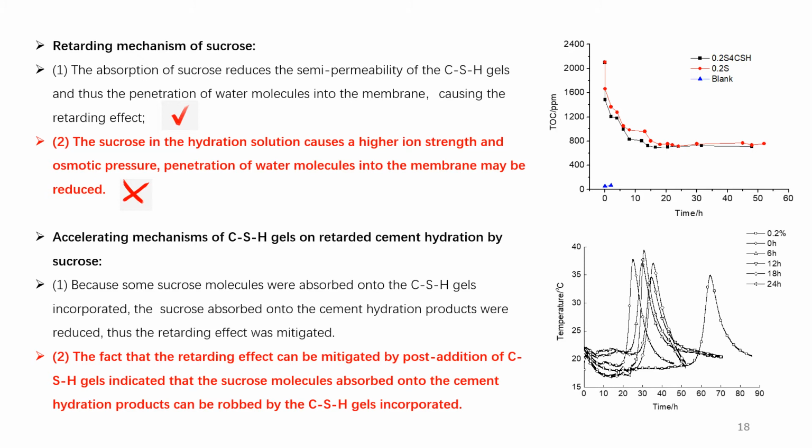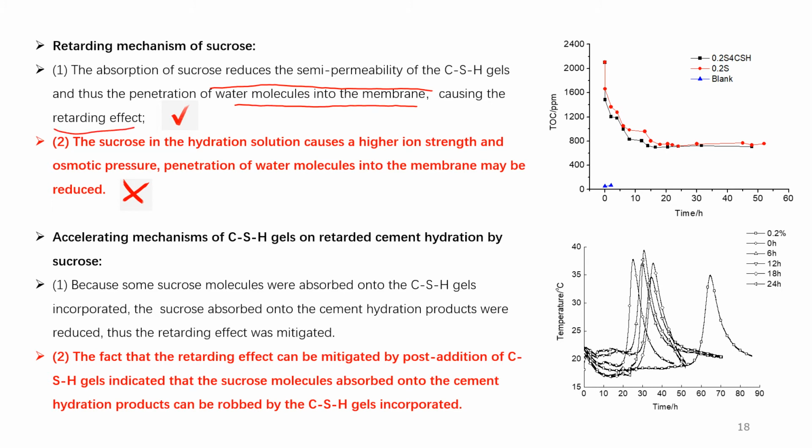The main mechanism may be that the absorption of sucrose reduces the semi-permeability of the CSH gels, and thus the penetration of water molecules into the membrane is reduced. This will cause the retarding effect.